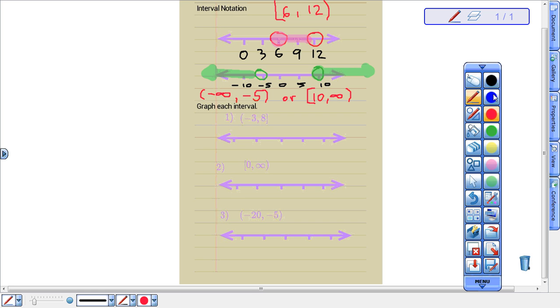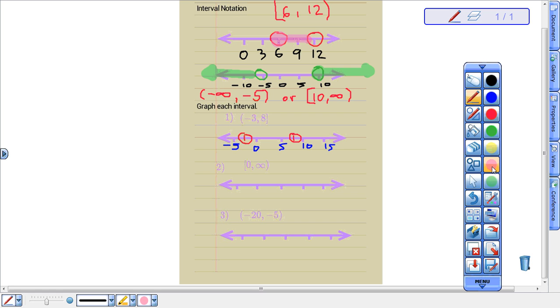Let's start from -5 and count by 5: -5, 0, 5, 10, 15. With -3, it's going to be in between -5 and 0, closer to -5. We're going to circle this. And 8 is going to be in between 5 and 10, closer to 10. We're going to circle this as well.